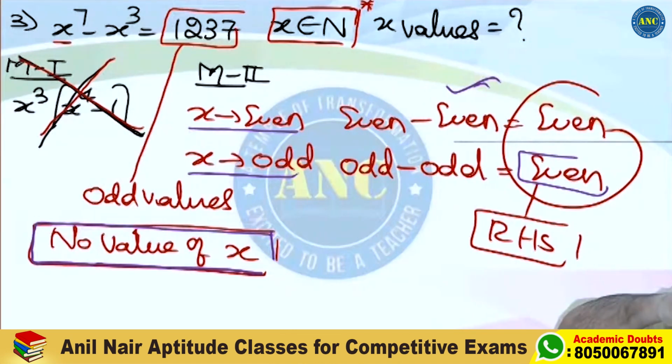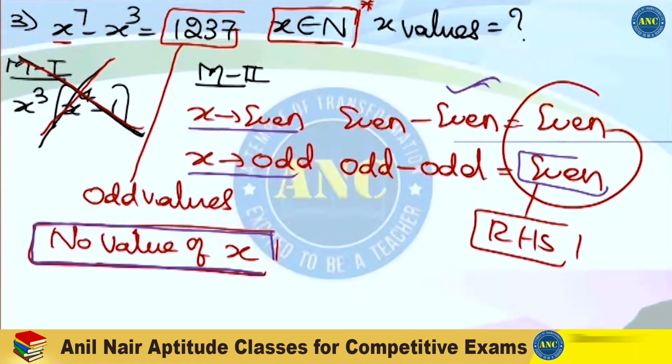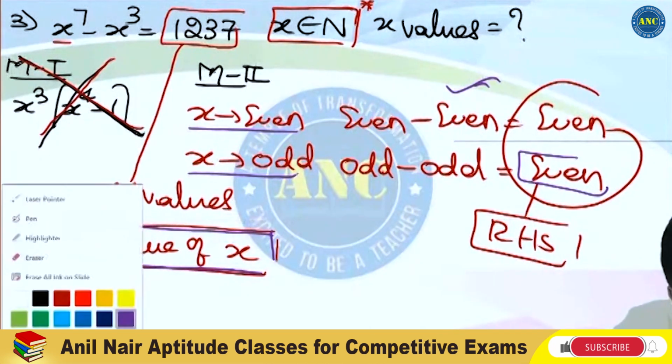Our parents must have taught how to count the number of months by using this. January, March, May, July, August. X value will be 7. Y value will be 4 and Z value will be 1. I hope it is clear. Third one: sir, what if the right hand side is an even number?